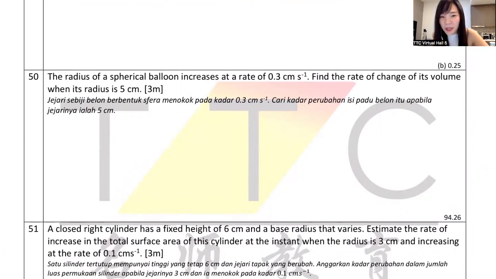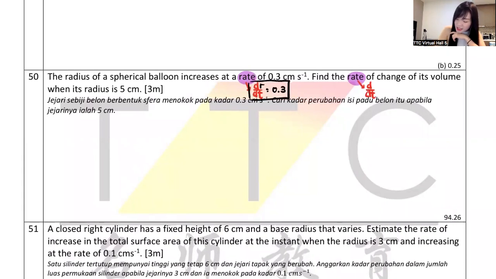The radius of a spherical balloon increases at the rate of 0.3 cm per second. Find the rate of change of its volume when its radius is 5 cm. No need to ask you, I'll answer myself. So my dear, again, I saw the word rate. I see it 2 times. Rate again represents d something dt. The first one, they say the radius of a spherical balloon increases at 0.3. Guys, 0.3 is dr/dt.